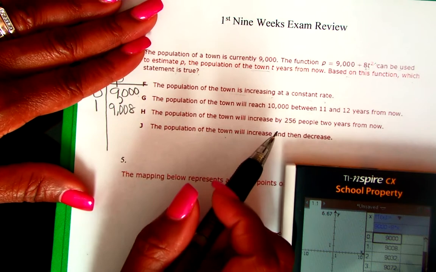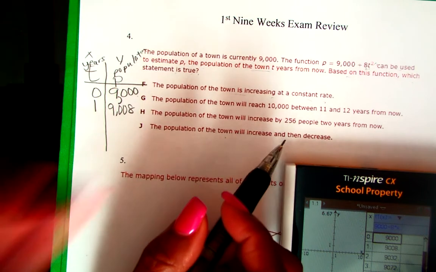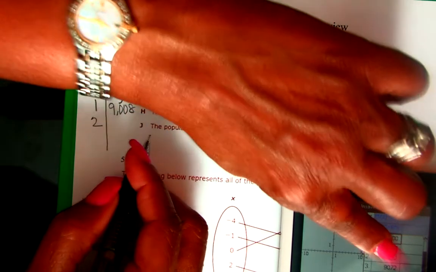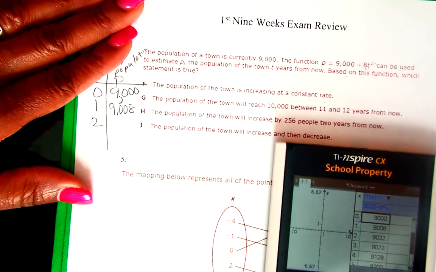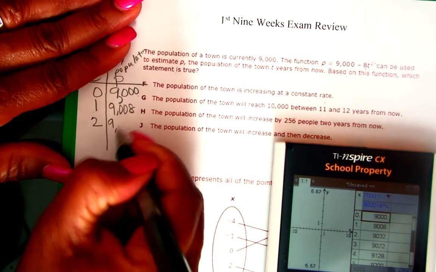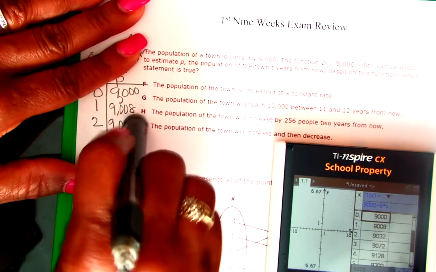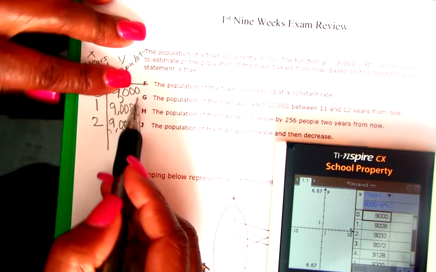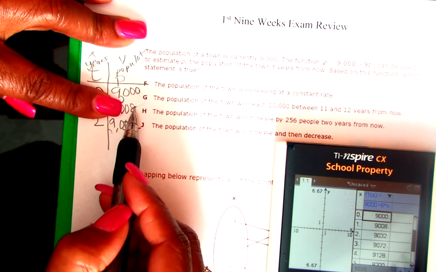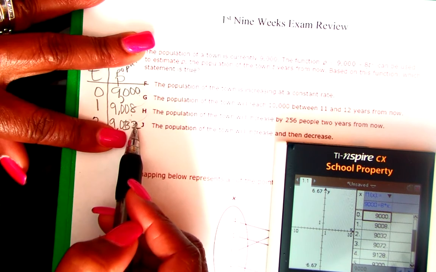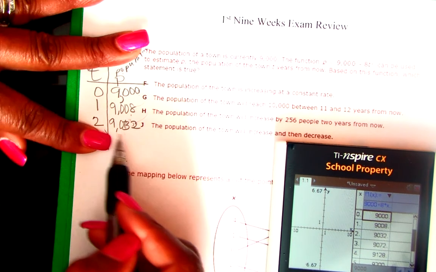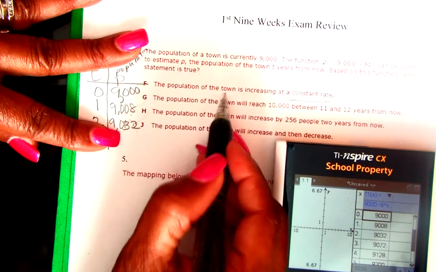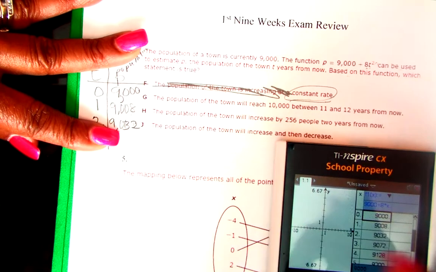Is it constant? Is it the same number over and over? Here, for 2, it says 9,032. So from 9,000 here, yes, I add 8. But did I add another 8 to get 9,032? Is this 9,016? So it's not a constant rate. It's not a constant rate. So, no. It's not constant.